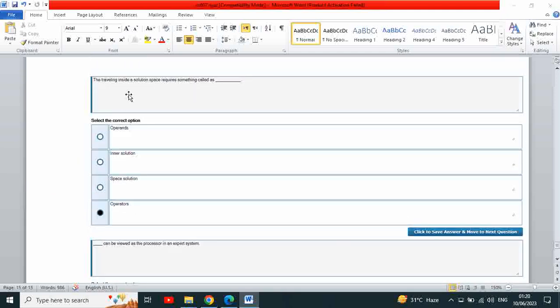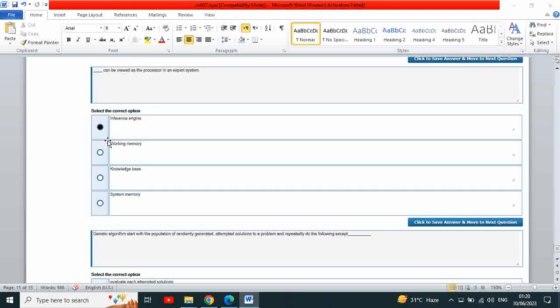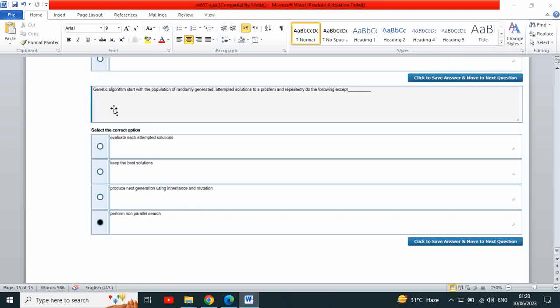The traveling inside a solution space requires something called an operator. Inference engine can be viewed as the processor in an expert system. Genetic algorithm starts with the population of randomly generated attempted solutions to a problem and repeatedly does the following, except perform non-parallel search.